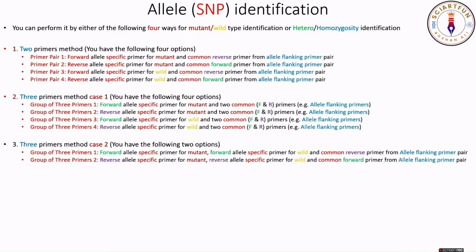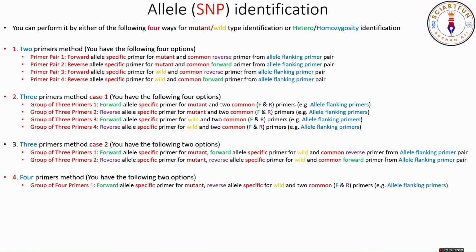There is another method in which we use all the 4 primers, that is both the allele specific and both the flanking primers. In this method you can apply the following 2 groups of 4 primers. Number 1. A forward primer for mutant, a reverse primer for wild and both the flanking primers. Number 2. A reverse primer for mutant, a forward for wild and both the flanking primers.